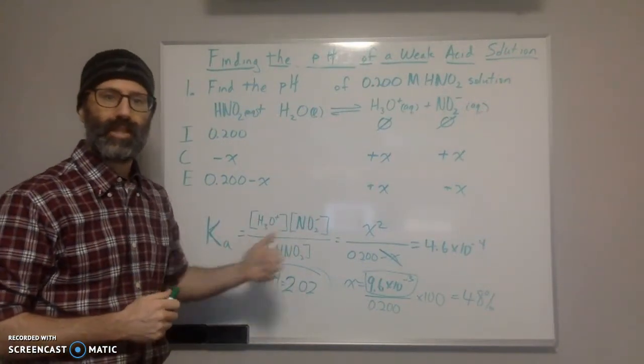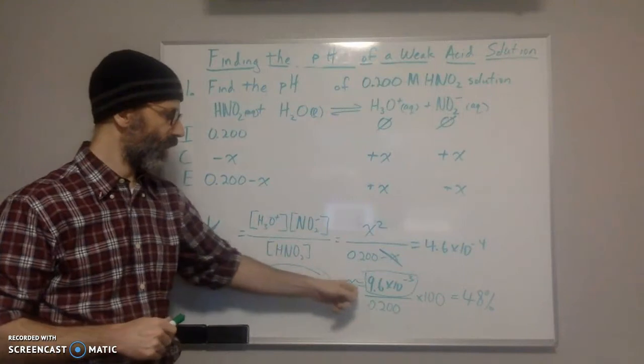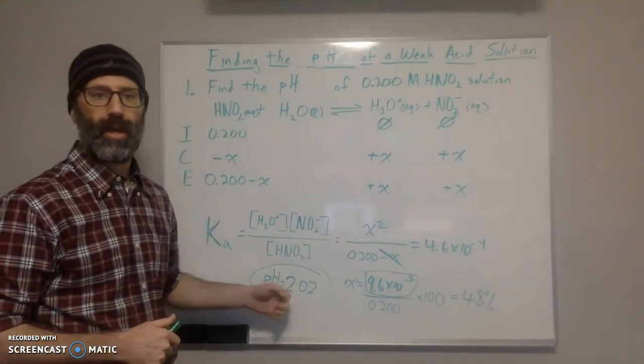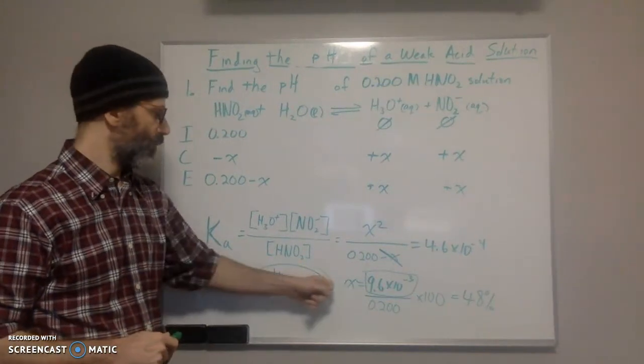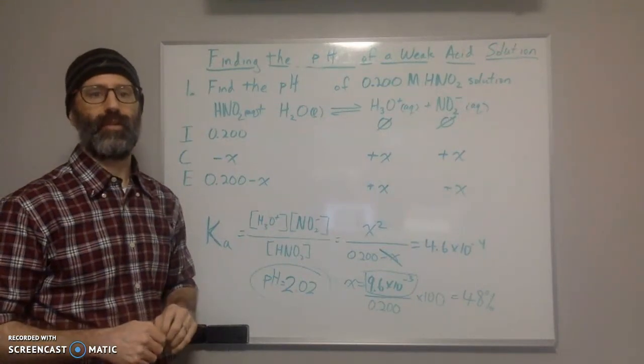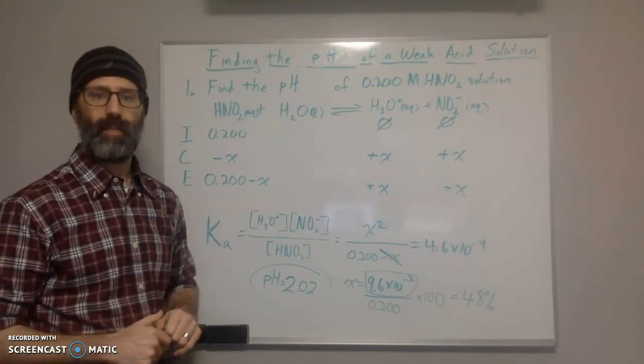So that's how you can use your ICE chart. You can use the x is too small approximation and then show its validity using the 5% rule. And then once you do that, you know what the H plus concentration is, and then you take the negative log, and that's the pH.